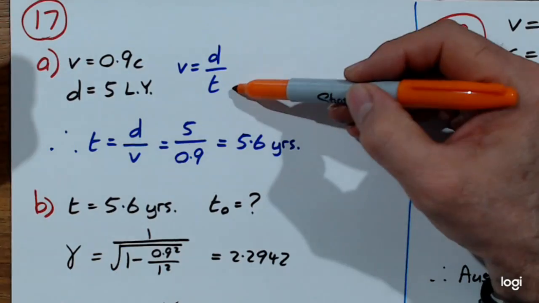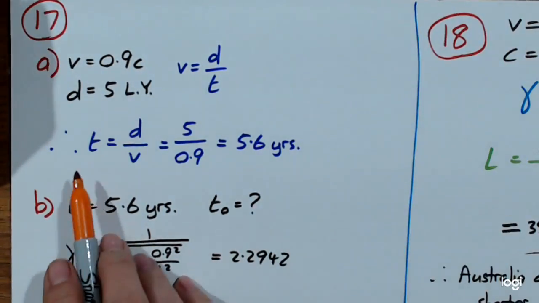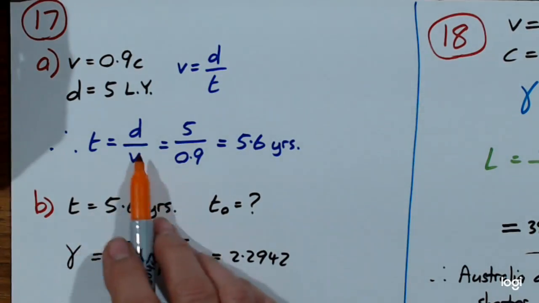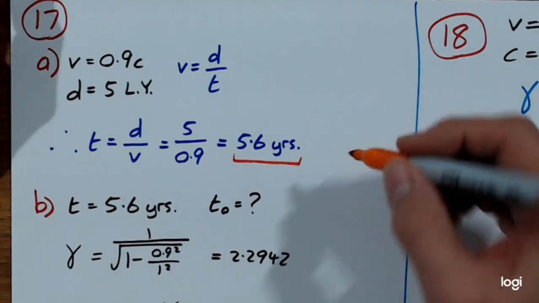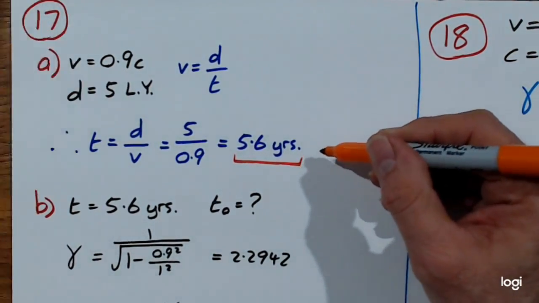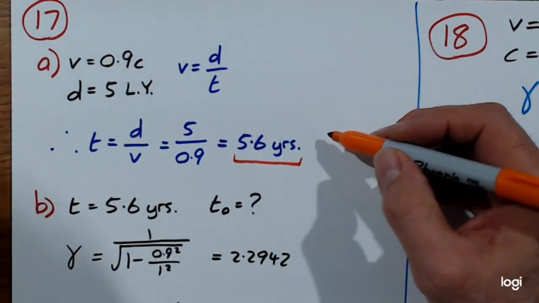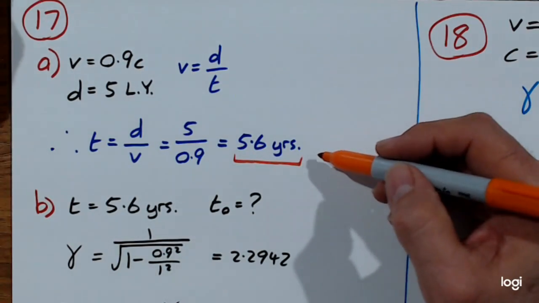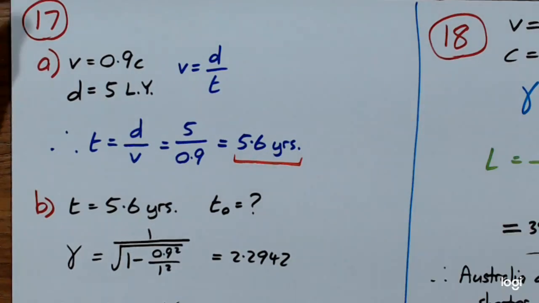Velocity is distance over time. There's no time dilation going on yet. So if you just figure this out, you come to 5.6 years. According to Earthlings standing on Earth, it should take them 5.6 years to get there. If we watch them in a telescope and monitor their trip, it'll take 5.6 years before they get there.